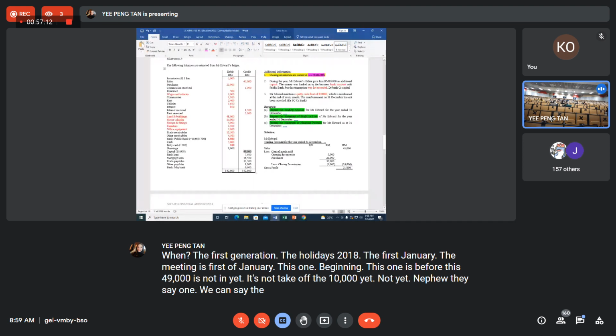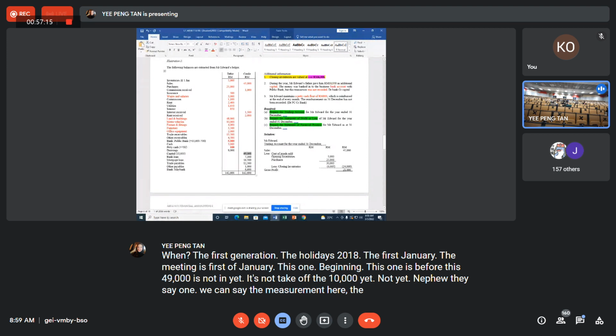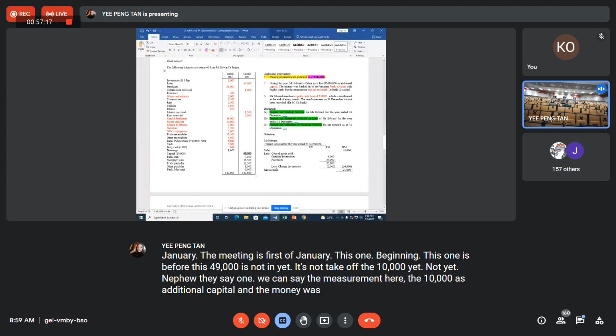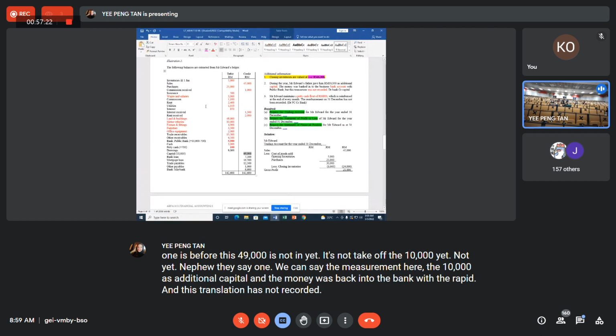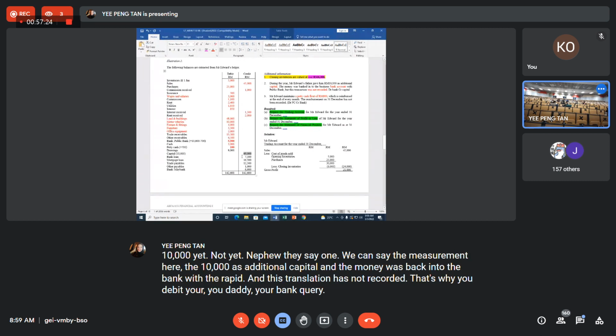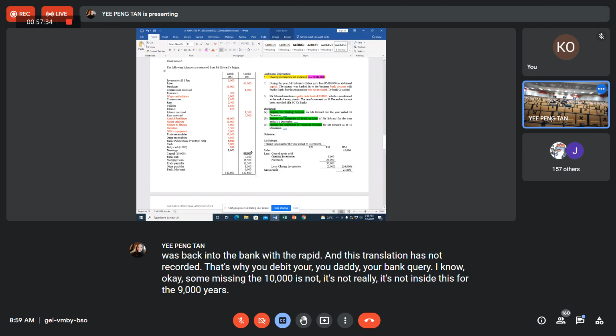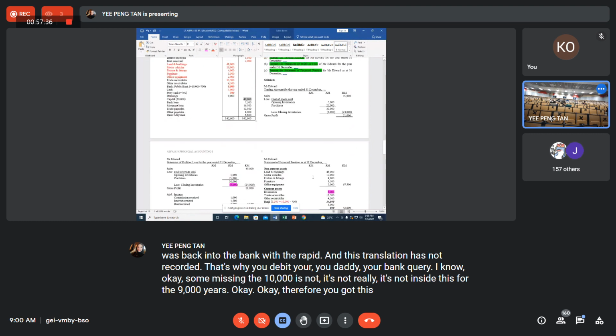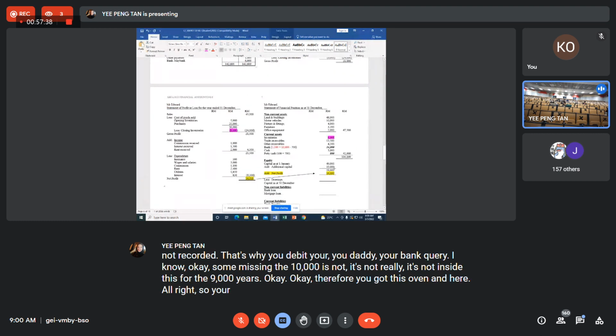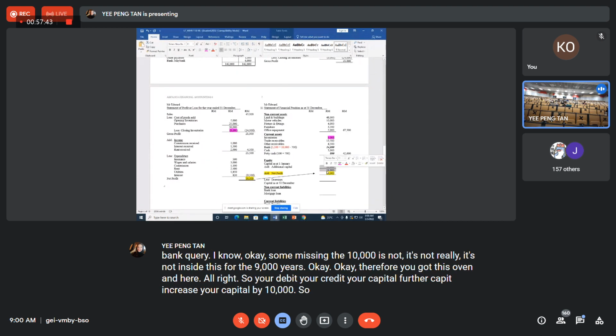The question says the mutual maintained the 10,000 as additional capital, and the money was banked into the Rapid Bank, and this transaction has not been recorded. That's why you debit your bank, credit your capital. So the 10,000 is not inside this 49,000 yet. Therefore you got this double entry. You credit your capital, further increasing your capital by 10,000. So this is a closing 59.